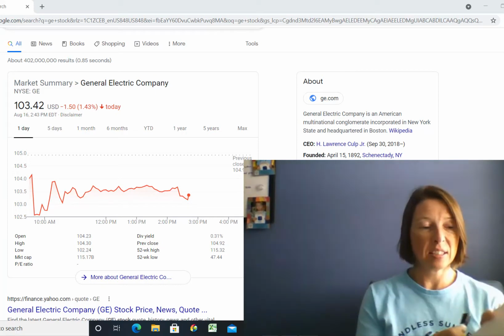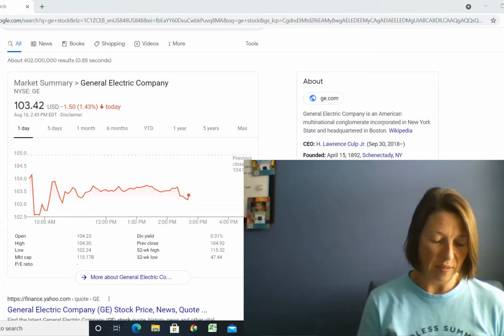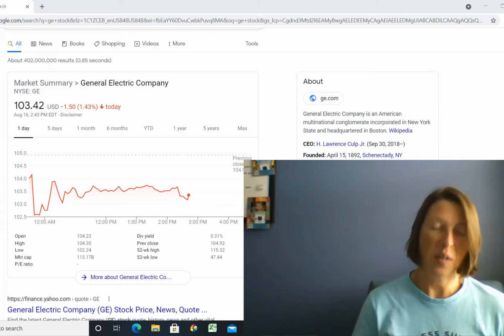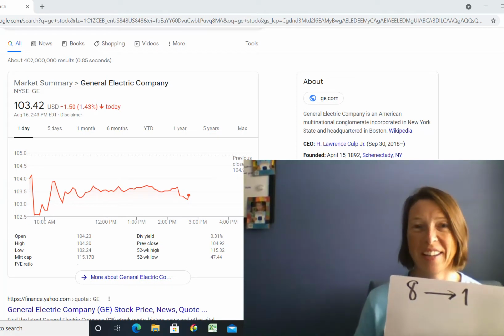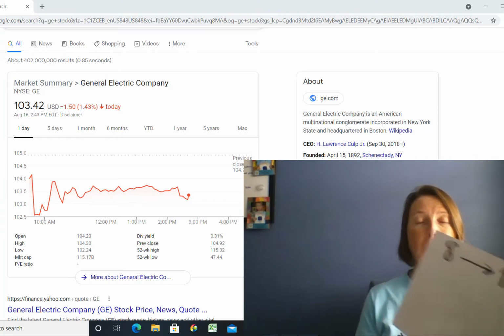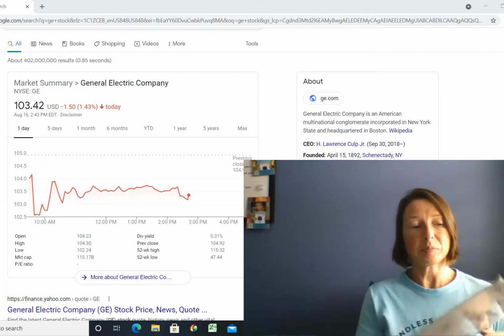So let's just do a visual here. Let me write this on here for you. So you have 8 shares, and now you have 1 share. So like I said, from a math standpoint, that doesn't sound very great. But what it also does is it makes the stock price go up.